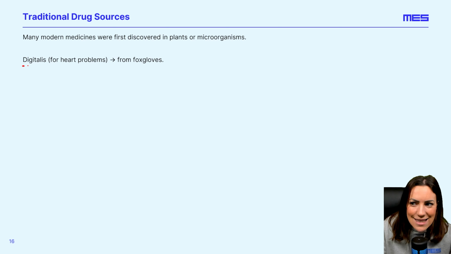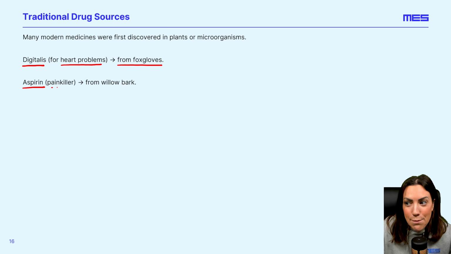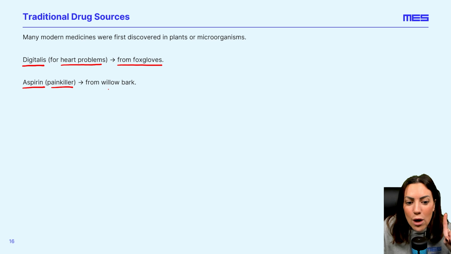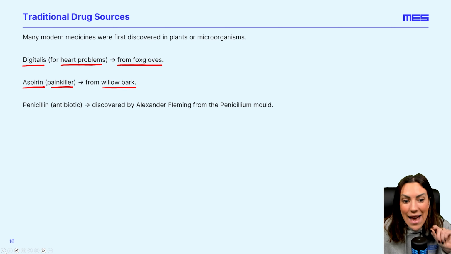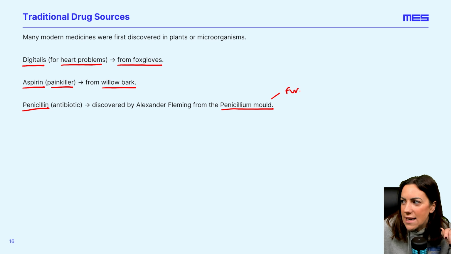So the drug digitalis, which is used to treat heart problems, that originally comes from a plant called the foxglove. Remember that. The next one, aspirin, which is a painkiller, so it relieves symptoms of pain, was originally from willow trees, specifically in the willow bark, but you can just say from willow trees. And the third one on your spec is penicillin, which remember was the first antibiotic discovered by Alexander Fleming. It kills bacteria. That one came from the Penicillium mold, which is a fungus.